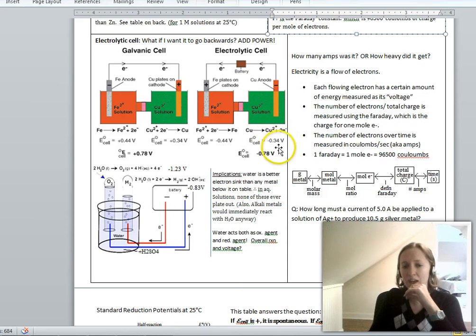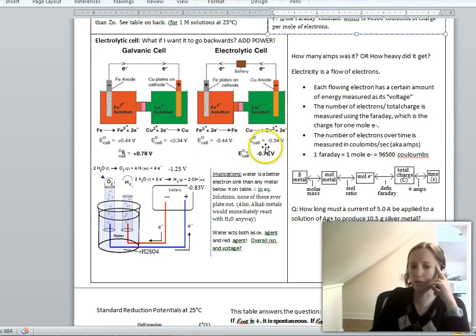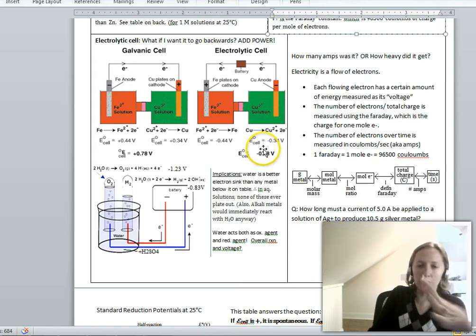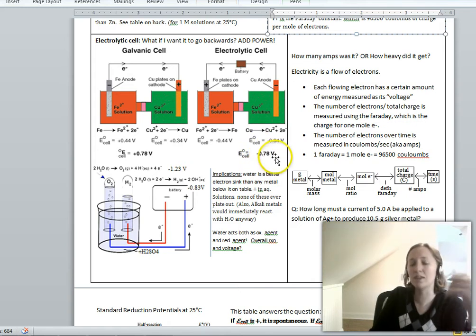And so that's going to be a negative 0.34 volts. That means that this cell has a natural voltage, or electromotive force, or electrochemical potential. They have all sorts of words for this. The volts are negative 0.78. That means it's not spontaneous. It means you've got to kick it in the pants.